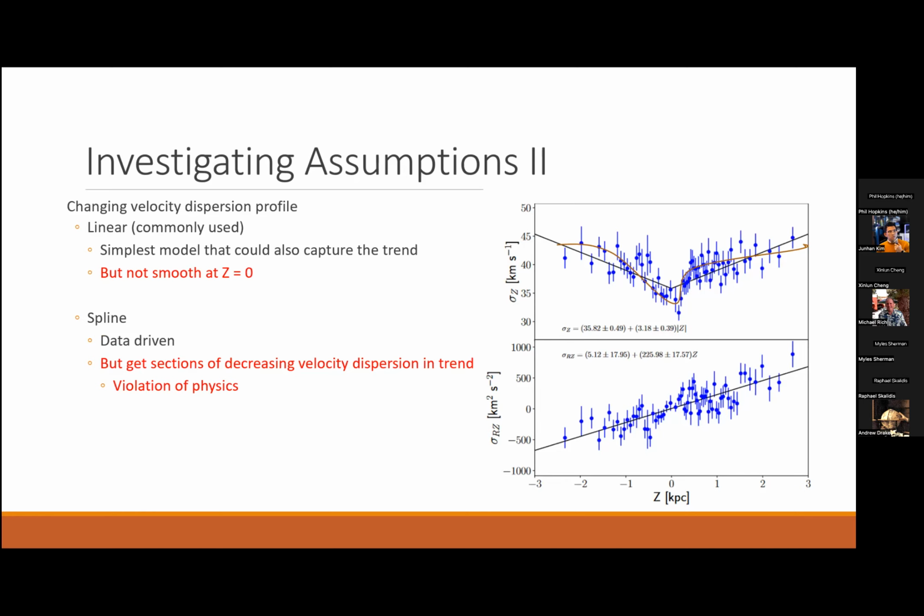However, sometimes you get sections of decreasing velocity dispersion in the trend, like around here. This is actually not the most egregious sample. We've got even worse ones. This would be a serious violation of physics, since physics requires that whenever there's non-zero mass, the velocity dispersion should always increase with z.